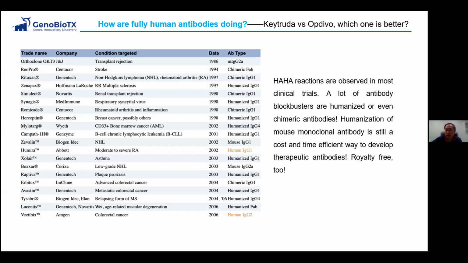So the development of a mouse monoclonal antibody is still a cost and time efficient way to develop therapeutic antibodies. In addition, the mouse monoclonal antibody is royalty-free. You don't need to pay a lot of upfront, milestone, or whatever costs to those companies who have the IP of the fully human antibody platforms. I have been involved in two fully human monoclonal antibody transgenic mouse platforms, and you have to pay a lot of money to them. So humanization of a mouse monoclonal antibody is still a very good way to generate therapeutic antibodies.